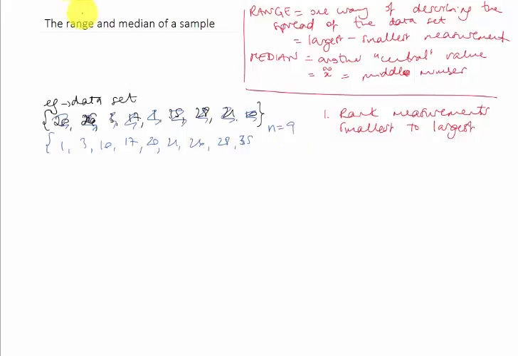Okay, so with this data set, I have ranked it, and then the second thing to do is if n is odd, an odd number, then I can simply take the middle number of my ranked set, so that's the 5th one as we go up, so it's got 4 on each side. So this is the median.